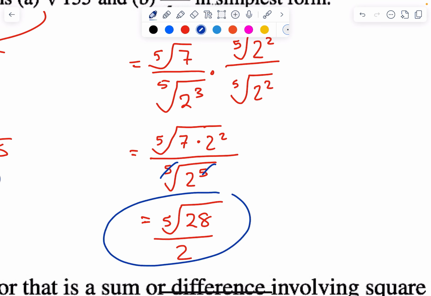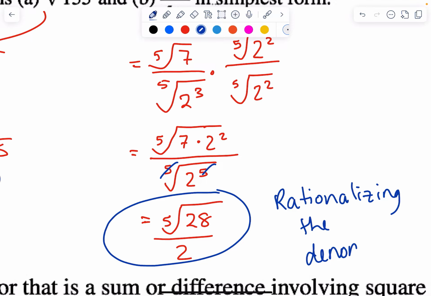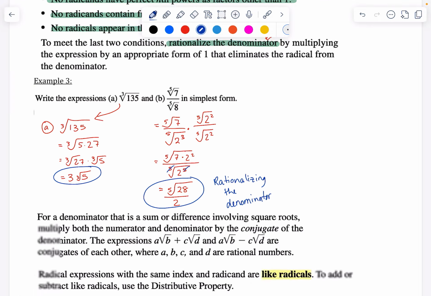And what we call that is rationalizing the denominator. Okay, so on any test or quiz, you cannot have a radical in the denominator. You would have to rationalize the denominator to get full credit.